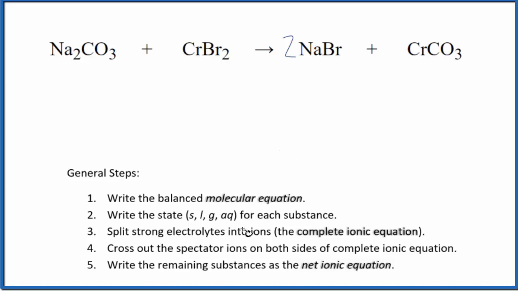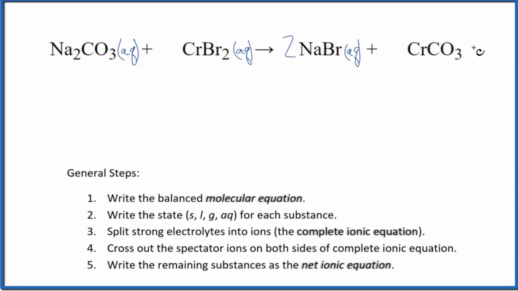Now I can write the states for each substance. Carbonates in general are insoluble except for elements in group 1, and sodium, that's in group 1. So this carbonate will be soluble. It'll dissolve, dissociate into its ions. So you can either check the solubility table or just memorize that sodium carbonate is aqueous. Chromium bromide, bromide's very soluble. AQ, again, another bromide and another sodium compound.